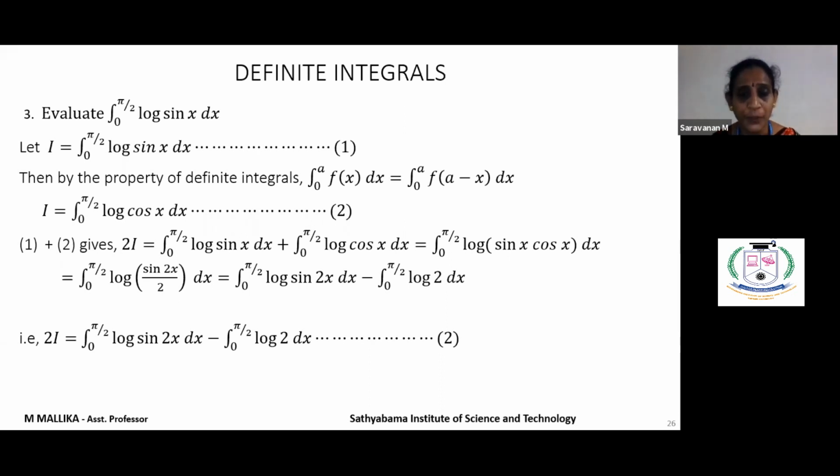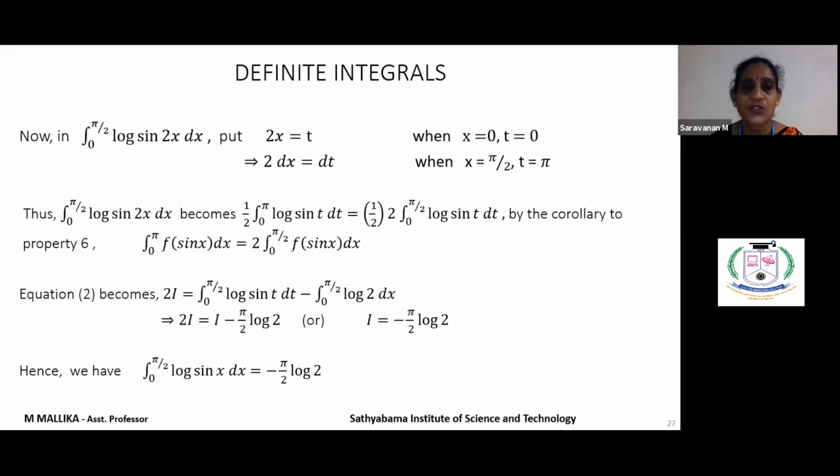Now, when you look at the integral in equation 2, you find that the second integral on the right hand side can be integrated easily because log 2 is a constant. But look at the first integral. What is the first integral? It is integral 0 to pi by 2 log sin 2x. So it is actually similar to your original integral log sin x. Only difference here is instead of x, I am having 2x. So what you should do is change that 2x to x. This can be achieved only through substitution. So what is the substitution you make? Put 2x as t. Therefore, 2 dx is dt.